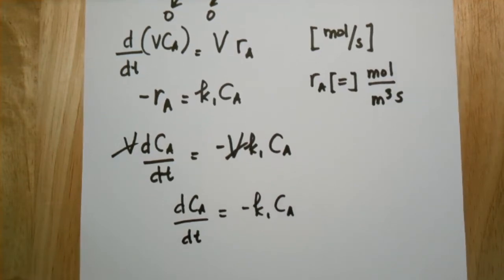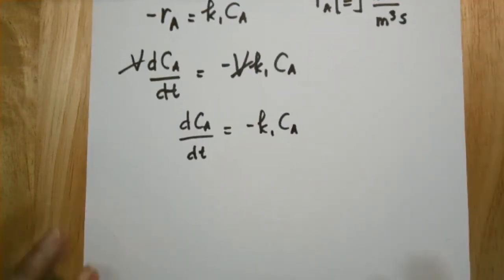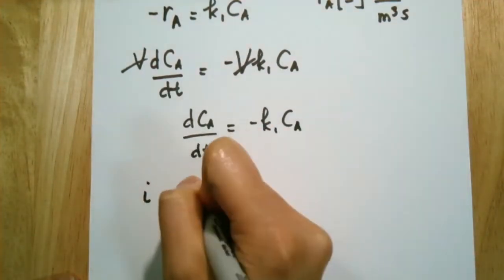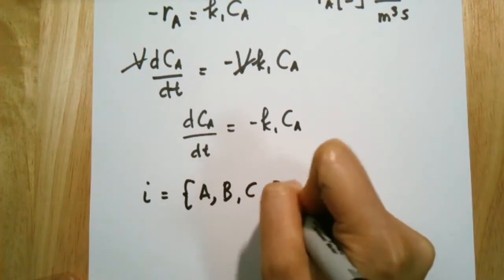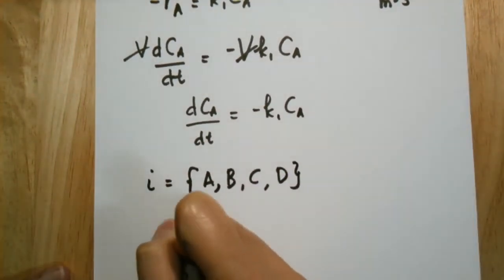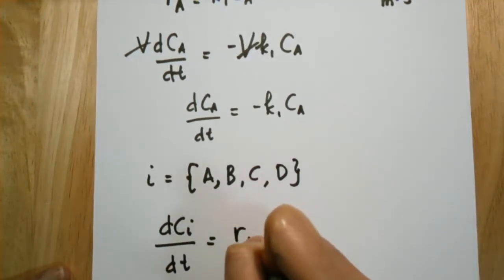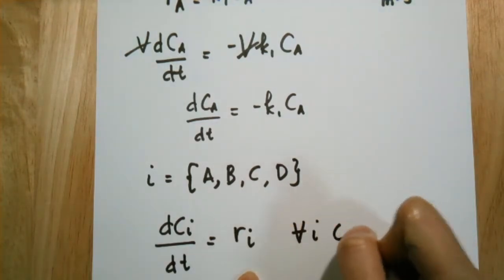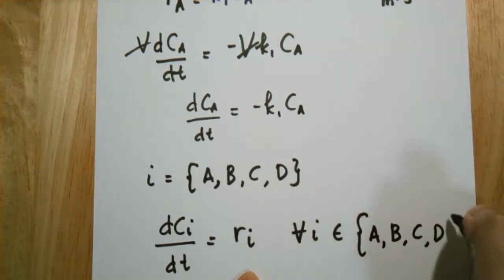For the other components, B, C, and D, we can write their material balances in the same manner. So we can generalize using an index i to represent the elements of the set containing components A, B, C, and D. We can say that the rate of change in the concentration of each component with respect to time is equal to the rate of generation of component i per unit volume of the reactor. And this is true for all i in the set containing A, B, C, and D.